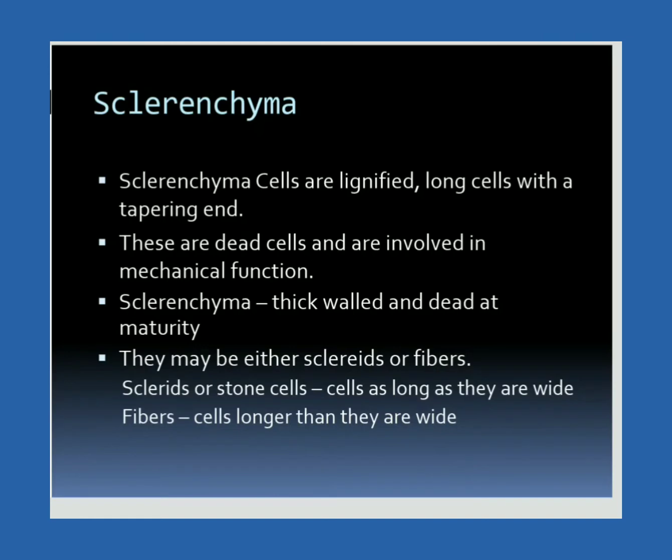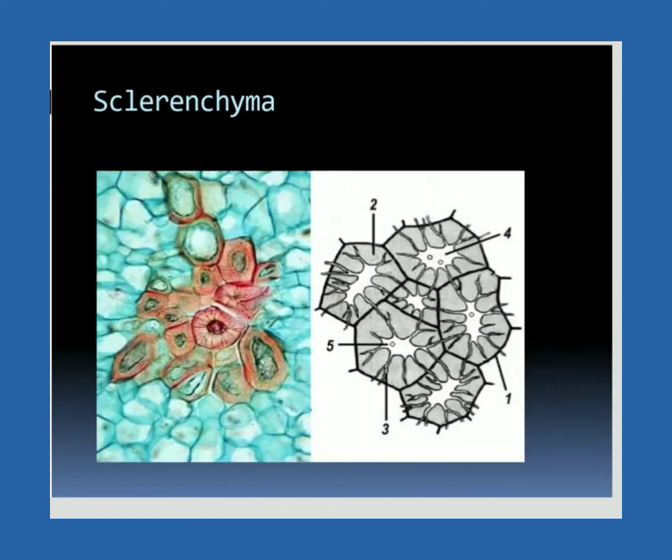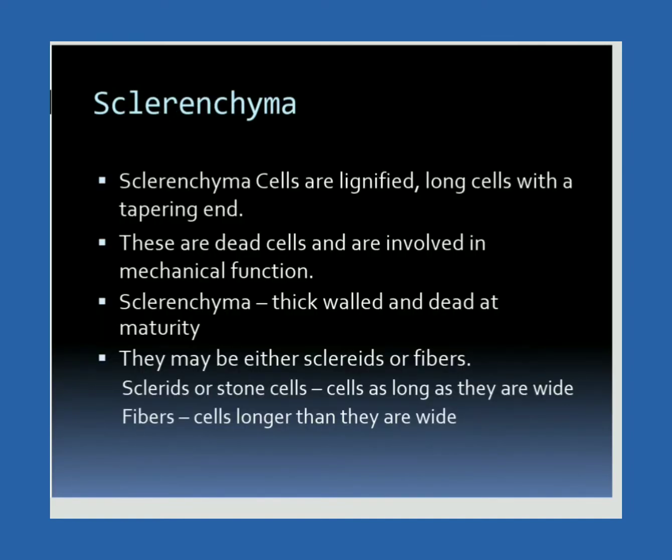Sclerenchyma cells are dead cells. These are lignified long cells with tapering ends. These are dead cells and involved only in the mechanical function. Sclerenchyma has thick walls and is dead at maturity. So here you can see without cytoplasm. Dead means without cytoplasm. They may be either sclereids or fibers. Sclereids are the stone cells. The cells are as long as they are wide, and fiber cells are longer than they are wide.